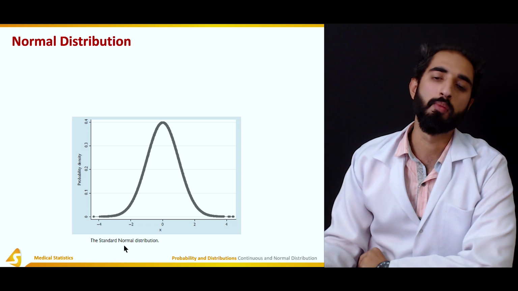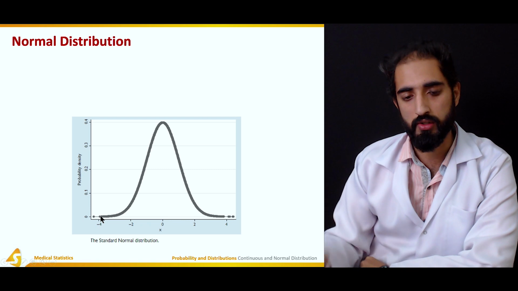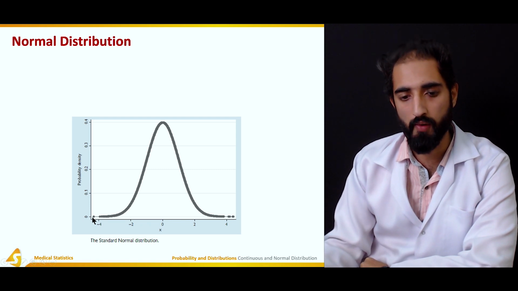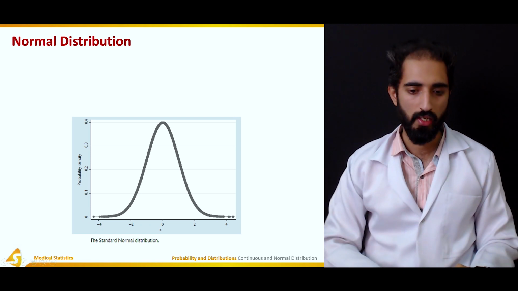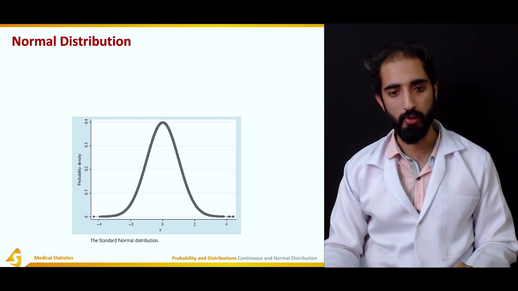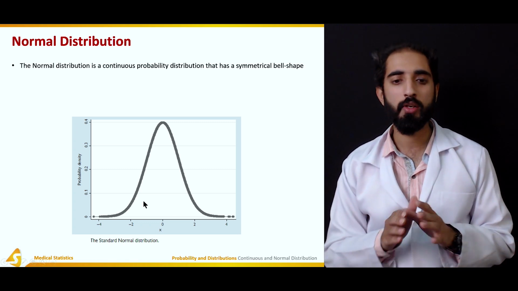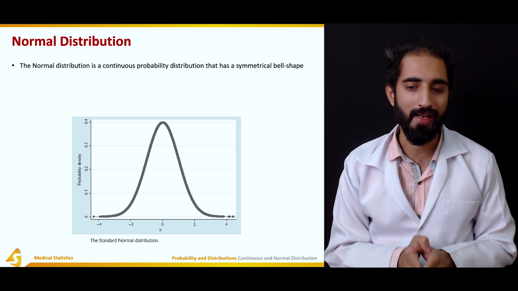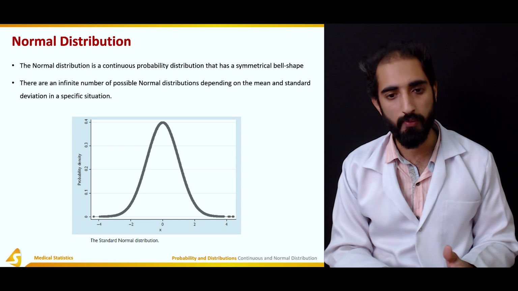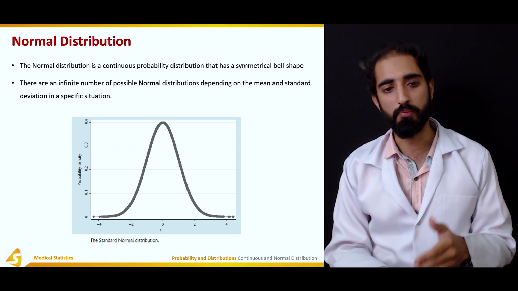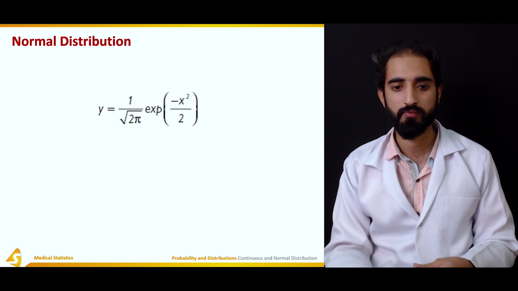So normal distribution is actually just like a continuous distribution, but it is a bell-shaped curve with 0 in the center and positive values on one hand and negative values on the other hand, and that is called a standard normal distribution, as you can see in this picture here. So the normal distribution is a continuous probability distribution that has a symmetrical bell shape, and there are an infinite number of possible normal distributions depending on the mean and standard deviation in a specific situation.